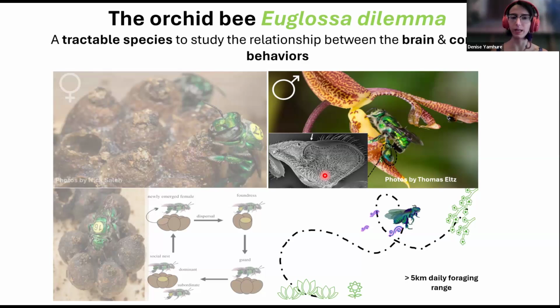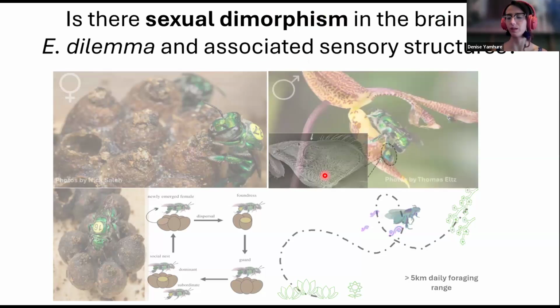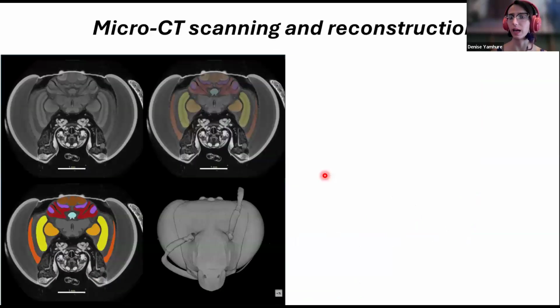And so I wanted to understand basically if there is sexual dimorphism in different brain structures at the intraspecific level. The way I did this was using micro-CT scanning and reconstruction analysis. What you're seeing here is just the raw scans of the bee brain. I used an iodine contrast to increase neural tissue enhancement. This is just the segmentation process. I used 12 female bees and 12 male bees. They were all newly emerged bees to control for any effect of either age or experience in the brain.